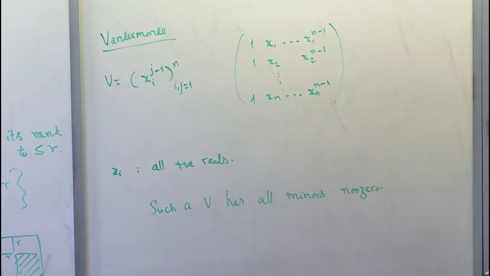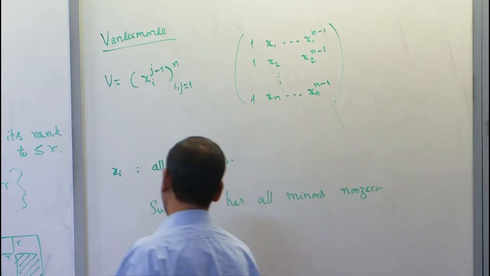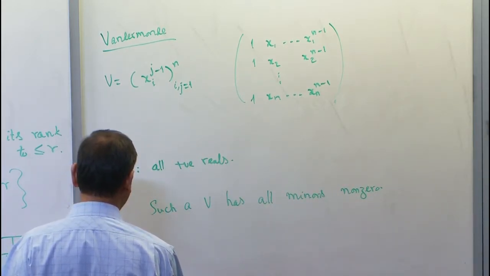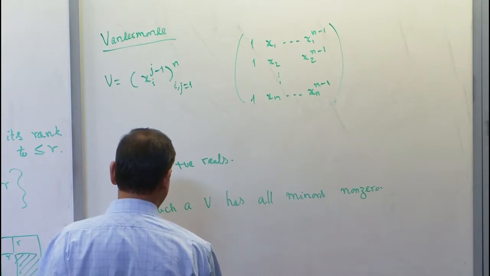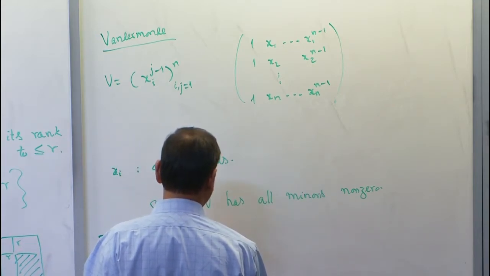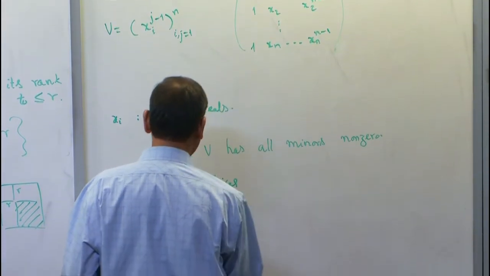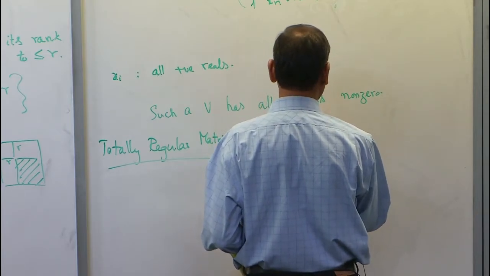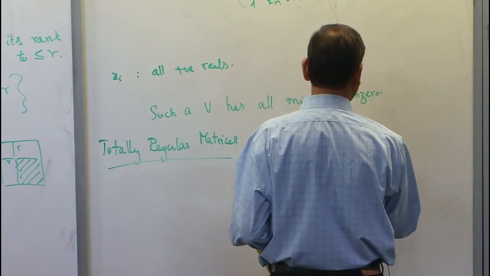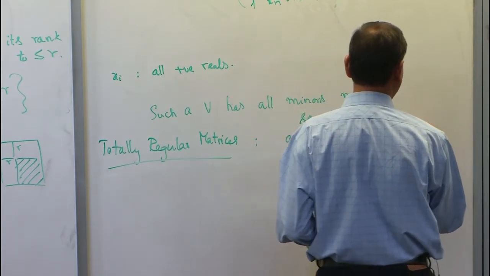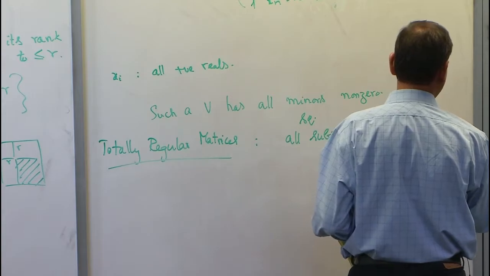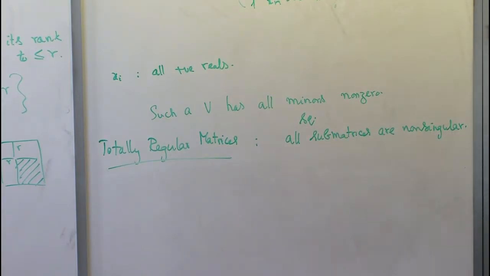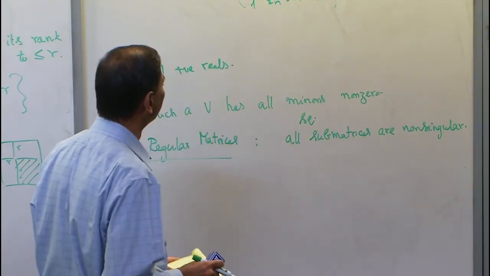But anyway, these are called totally regular matrices. These are matrices for which all square submatrices are non-singular. So this looks as robust as you can get, all right? So what can we say about matrices that are totally regular?